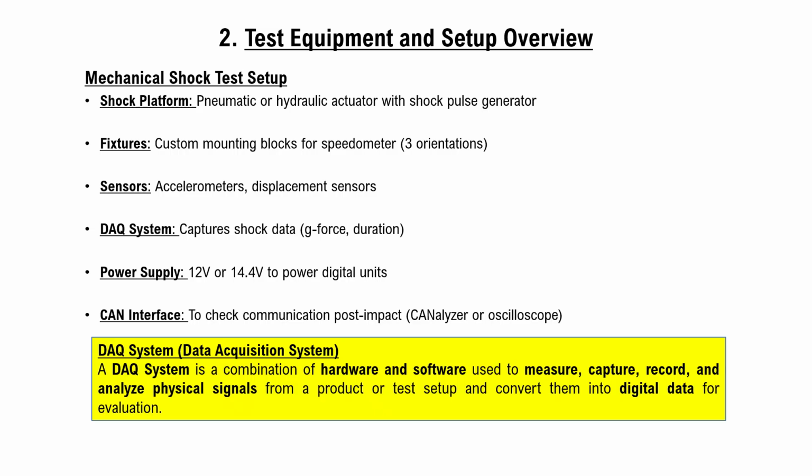Test equipment and setup overview. Mechanical shock test: shock platform, a pneumatic or hydraulic actuator with shock pulse generator. Fixture: custom mounting blocks for the speedometer, with orientations. Sensors: accelerometer, displacement sensor, and DAQ systems capture shock data, that is G-force and duration. Power supply: 12 volt or 14.4 volt to power digital units. CAN interface to check communication post-impact, with CAN analyzers or oscilloscope.